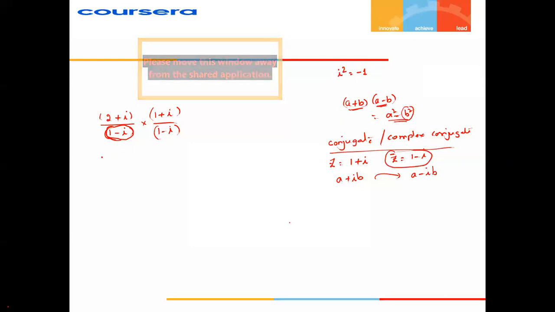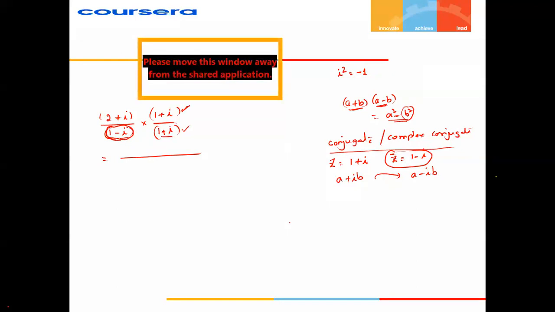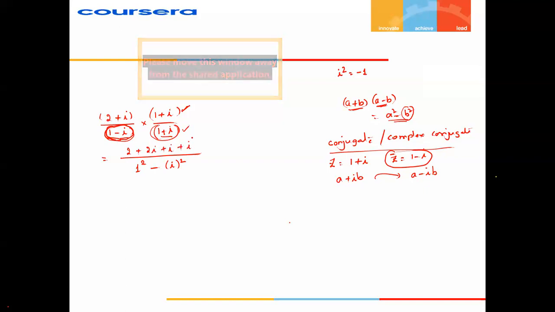Now it's very simple, right? Denominator, 1 minus i, its conjugate is 1 plus i. So multiply the numerator and denominator by this. Then by doing this, what we get here is (a minus b) into (a plus b), then a square minus b square, 1 square minus i square. Numerator is not a problem. It's just simple multiplication, right? 2 into 1, 2 into i, 2i, plus i into 1, i, plus i square.